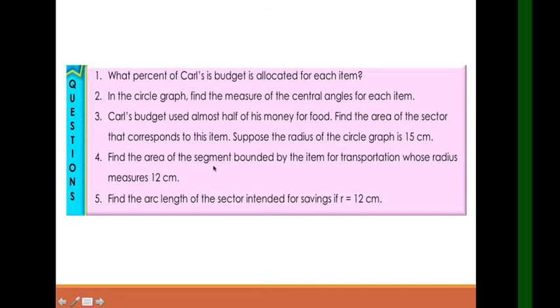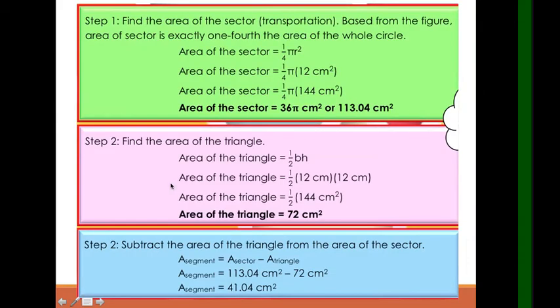Number 4, find the area of the segment bounded by its item for transportation whose radius measures 12 centimeter. So, dito na tayo sa pang ilan to? Fourth question. Daming questions na. Okay, step 1. Find the area of the sector. Transportation ang hinahanap ngayon. Based on the figure, area of the sector is exactly 1/4 of the area of the whole circle.